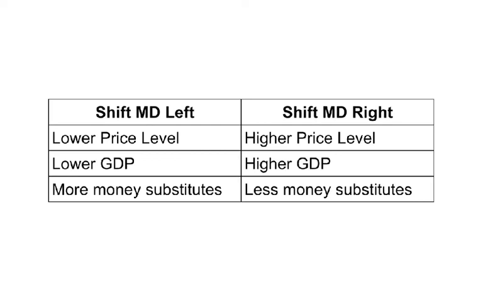Now, in terms of shifters for money demand, there are three. The first one's price level. If the price level increases, that means things are more expensive, and so people are going to need more money to buy the more expensive things. And so money demand is going to increase, or shift to the right.